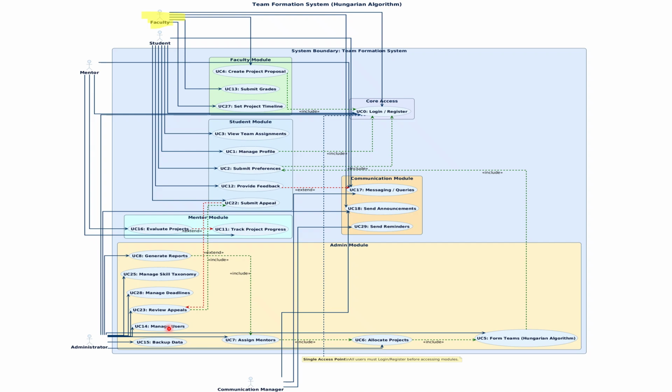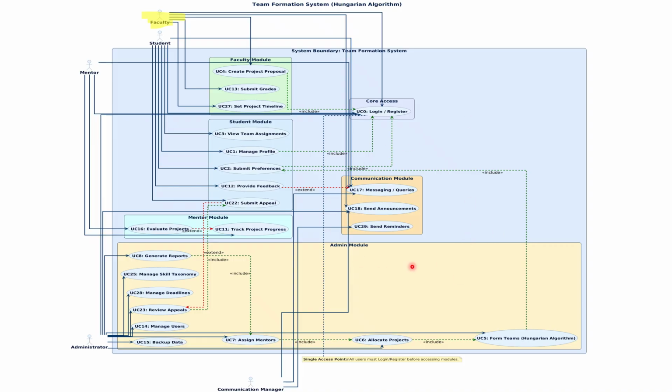Third thing is review appeals. Now, this review appeal and submit appeal have a relation with extend and include, which means that if an appeal is submitted, then it doesn't need to be reviewed. It is not necessary to be reviewed, but if it is reviewed, then it is necessary that it was submitted. Third thing is that he will manage the users, he will manage the faculty, students, and mentor, the different users. Then he will also back up the data. He will manage all that data part. That is our system's part, but we have assigned it to the administrator, which is holistically our system part too.